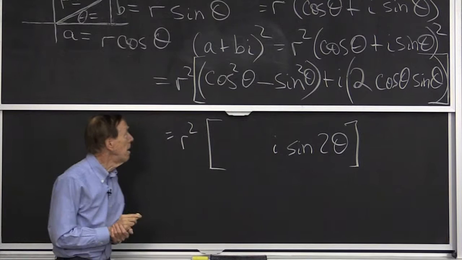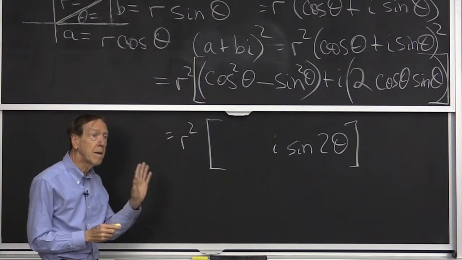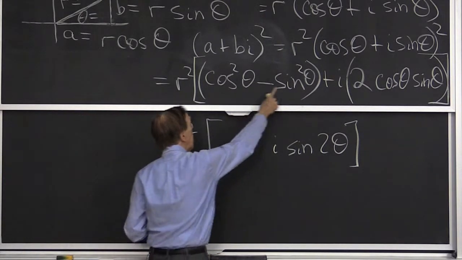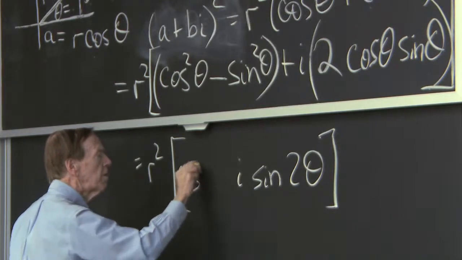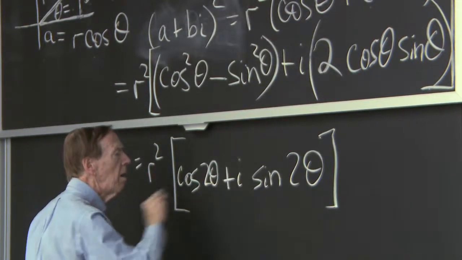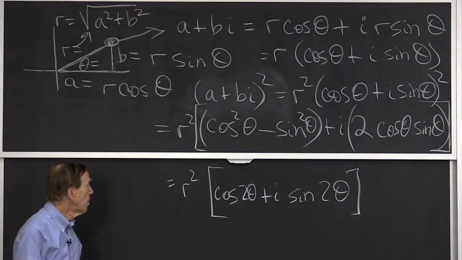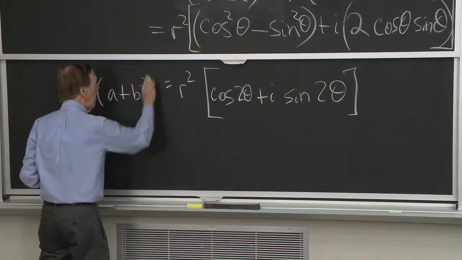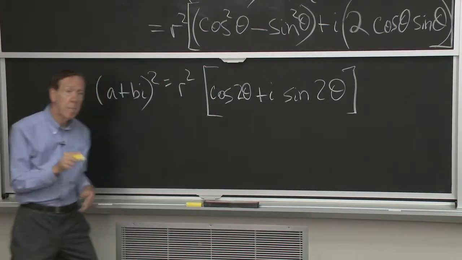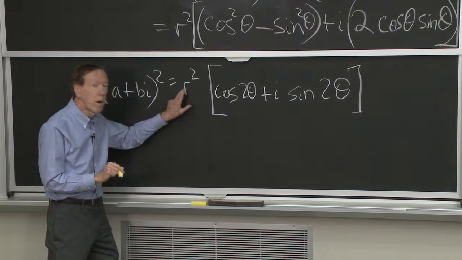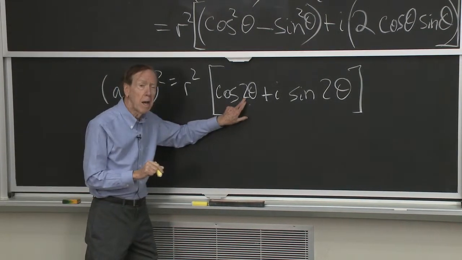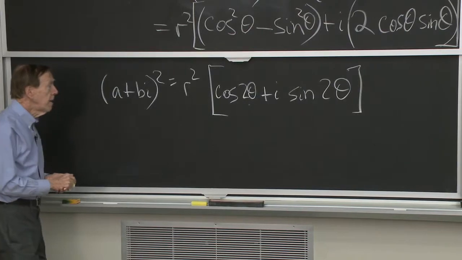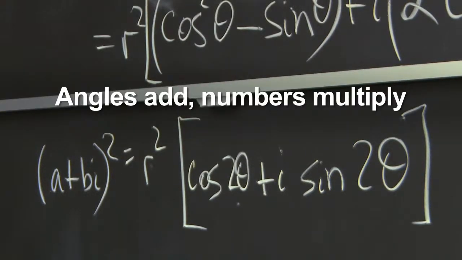And do you recognize this thing? Cos squared minus sine squared. The trigonometry for the double angle formula tells me that that is cos 2 theta. Now look at that answer. So this is z squared. I've squared it here. a plus bi squared is what I did. But I did it in polar coordinates r and theta because now I see that the r's multiply and the thetas add. One theta adds to the other theta to give me 2 theta. And in general, angles add, numbers multiply.